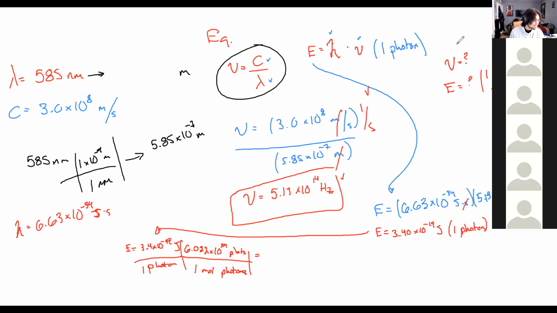Isn't Avogadro's number times 10 to the 23rd rather than 10 to the 24th? Oh, sure, yeah, sorry. I wrote it wrong in my notes. Yes, thank you.